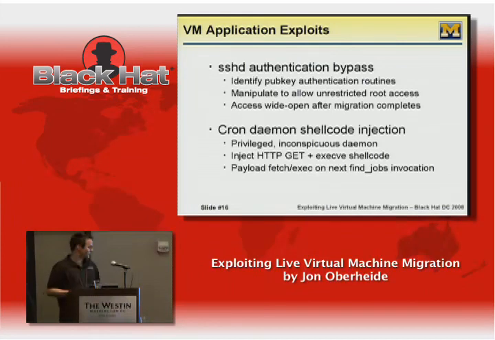The second one is a shellcode injection in the cron daemon, so that the next time the cron daemon wakes up and looks for jobs to execute, it will actually fetch a remote payload and execute it. Cron is a pretty good target for this since it usually is a privileged daemon, and it's also inconspicuous since its primary job is to wake up and launch executables, so it might not raise as many red flags if you perform such an attack.